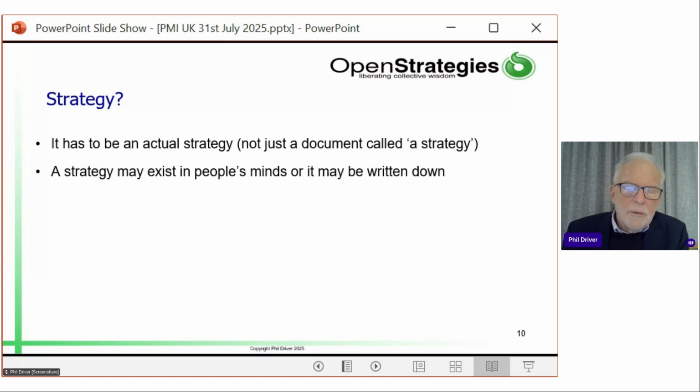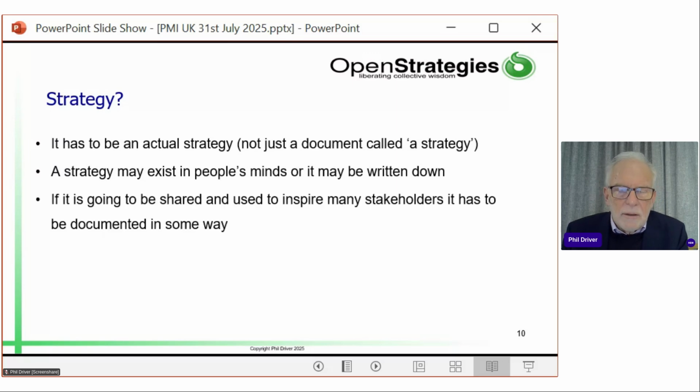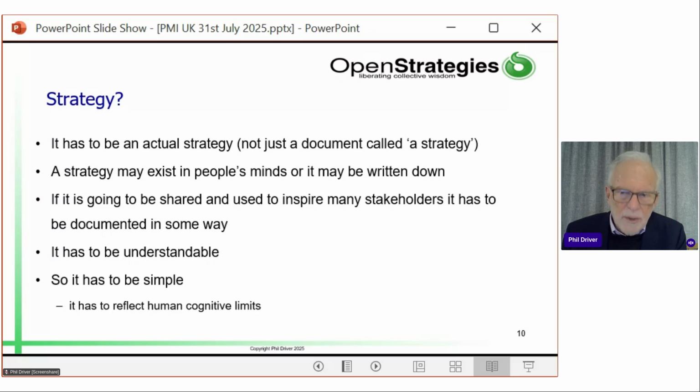If you're going to have a strategy, it's not good enough if it's just in one person's mind. It's got to be written down. It's got to inspire everybody involved in the strategy. So it's got to be documented. It's got to be understandable. And it can't just be full of jargon words. So it has to be simple, and it has to reflect human limits in terms of how much people can understand. And I'll come on to that in just a minute.